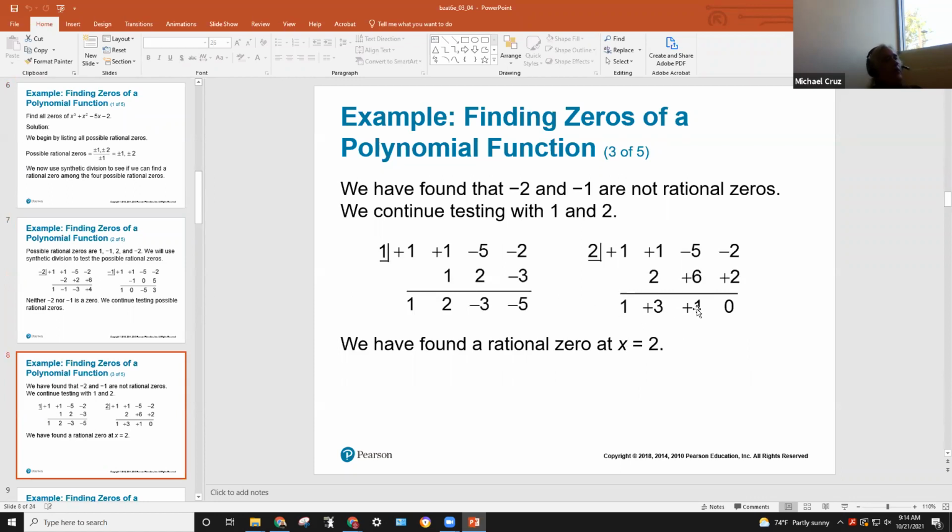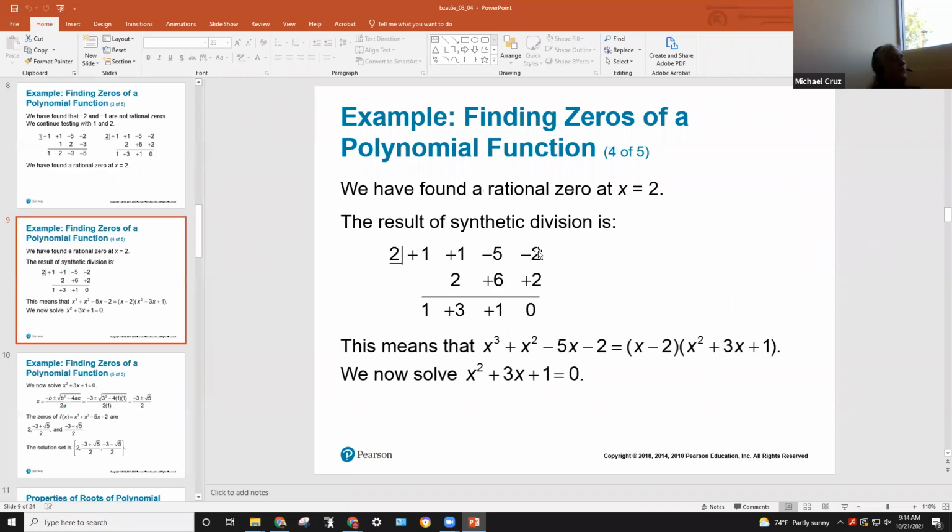All right, now we can also use this right here, the 1, the 3, and the 1, because that is going to be another function that we can then use. See here, the 1, the 3, the 1, and the 0. Because there was no remainder, that means we can write this as, now you remember, if x is equal to 2, that means you're subtracting 2, so it's going to be x minus 2 times, and then open up your parentheses, and you're just going to put these coefficients here, because remember, this represents 1x squared. And then this one represents the 3x, and then this one represents 1.